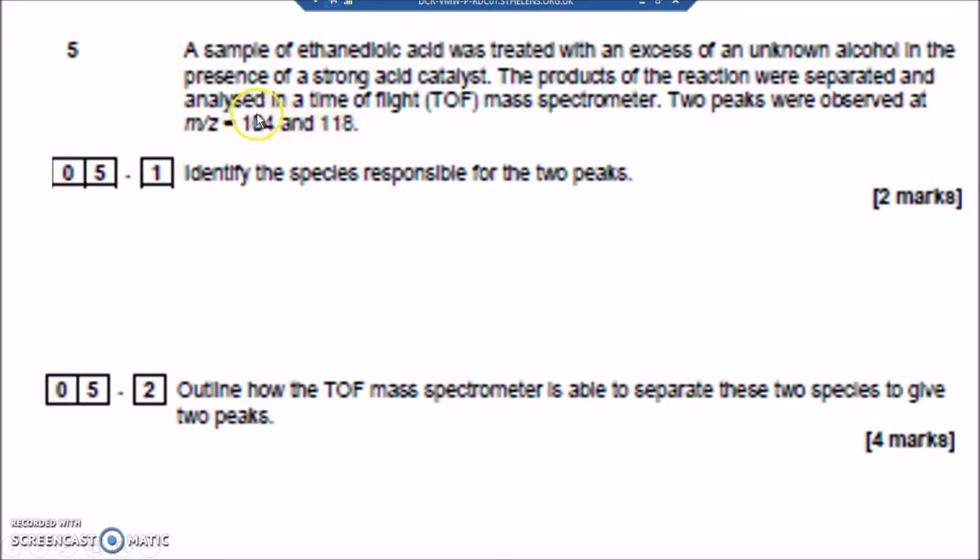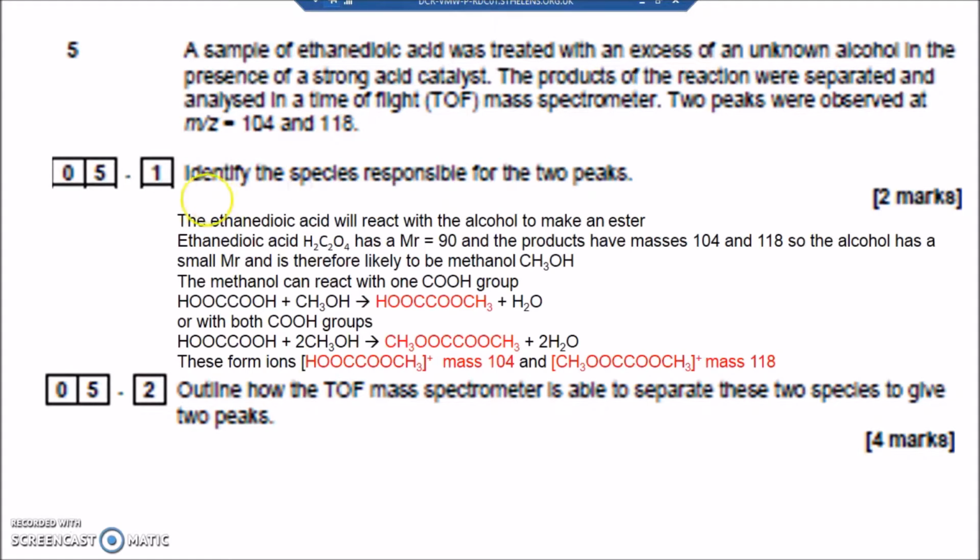I'm guessing that this one will be if an alcohol reacts with one carboxylic acid group on one end, and if the alcohol reacts with both carboxylic acid groups to make an ester at either end, then it will make a slightly larger molecule. So let's have a little think. So what kind of alcohol are we going to make? 104 and 118.